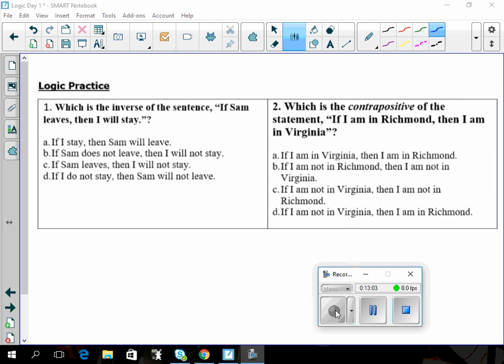So looking here, number 1, what answer did you get, Jamie? A? So it says, which is the inverse? If Sam leaves, then I will stay. Inverse means same order, but I just make them nots, right? So if Sam does not leave, then I will not stay. The answer should be B. How'd we do? Okay?